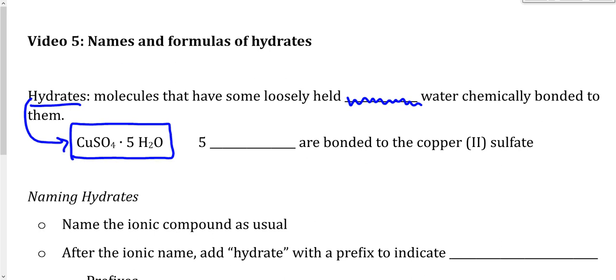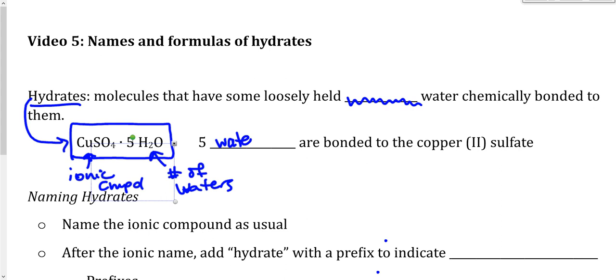So that's how the formula is written. You'll see you have your ionic compound first, and then you have your number of waters. In this case, it's 5, and it can be really anywhere from 1 to 10. So this one has 5 waters that are bonded to that copper 2 sulfate. The copper 2 sulfate is that first part, and then the 5 waters are listed after that.